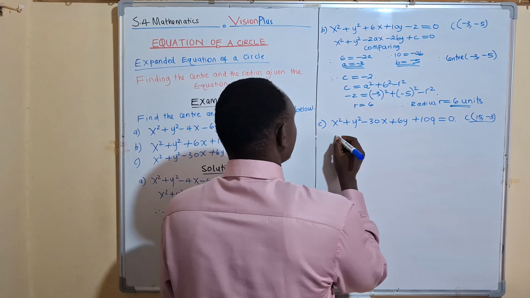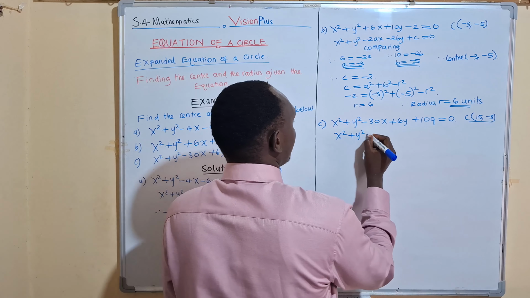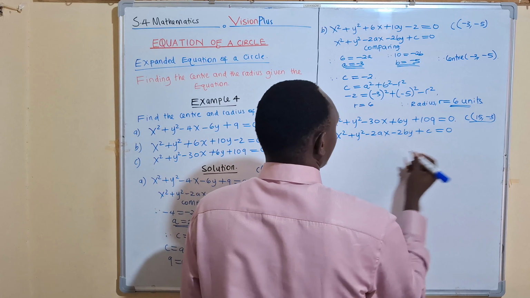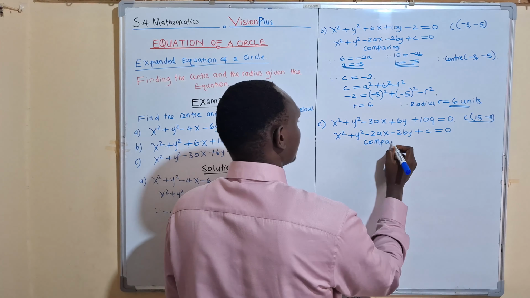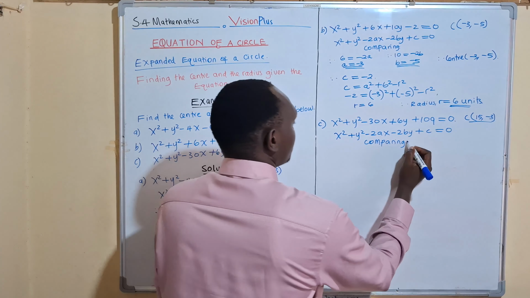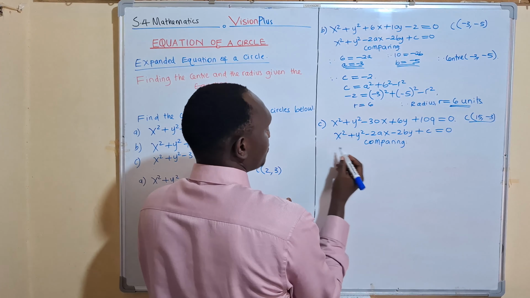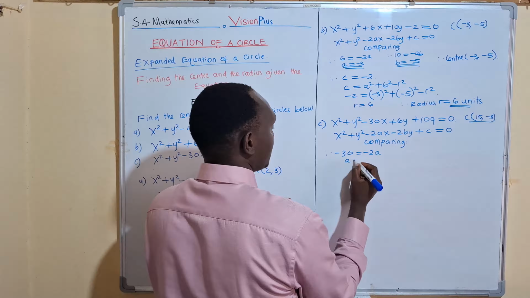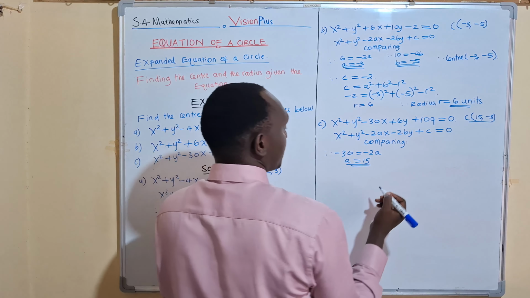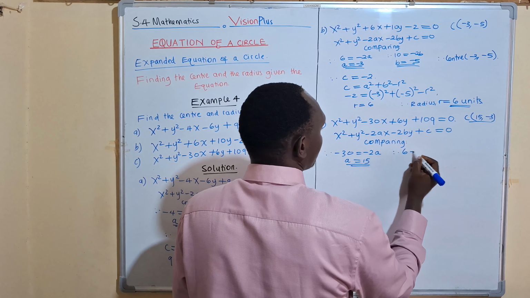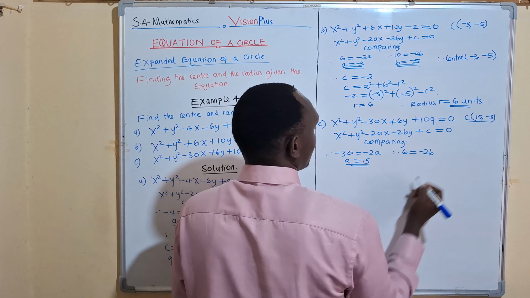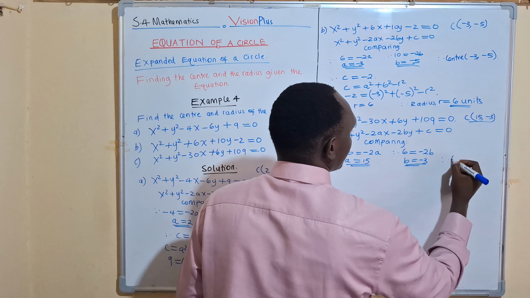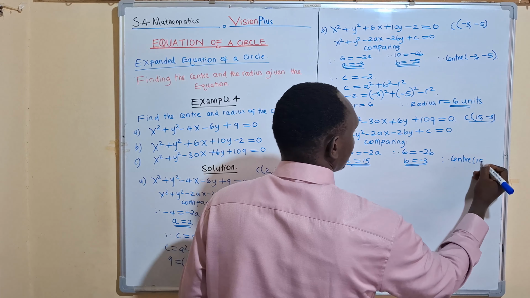So we compare with the equation of the circle given by x squared plus y squared minus 2ax minus 2by plus c equals 0. In comparing this, we shall have negative 30 corresponds to negative 2a. Negative 30 equals negative 2a. Divide both sides by negative 2, a is 15. In the same sense, positive 6 corresponds to negative 2b because they are coefficients of y. So b becomes negative 3. Therefore, the center is (15, negative 3).